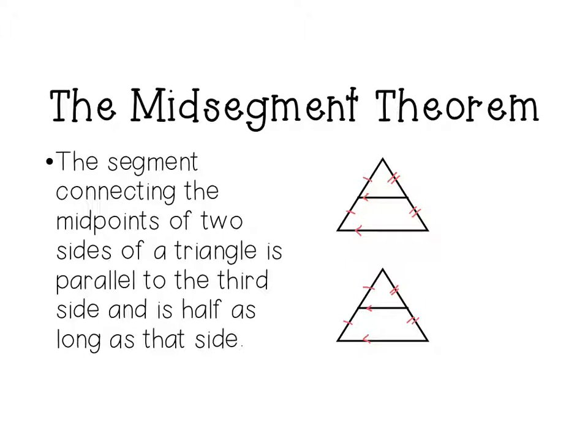Now the additional point that the midsegment theorem makes is that the smaller line, the midsegment, is half of the longer line at the bottom. So if this is x, then this is 1/2 x. And if this is 2x, then this is 1x.